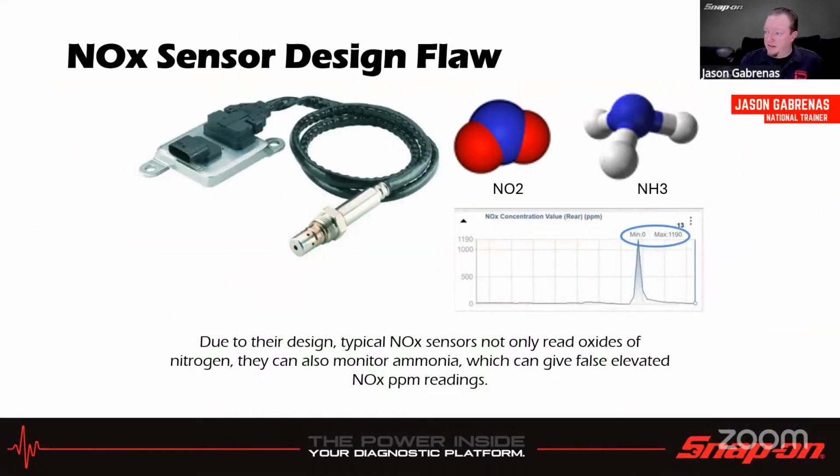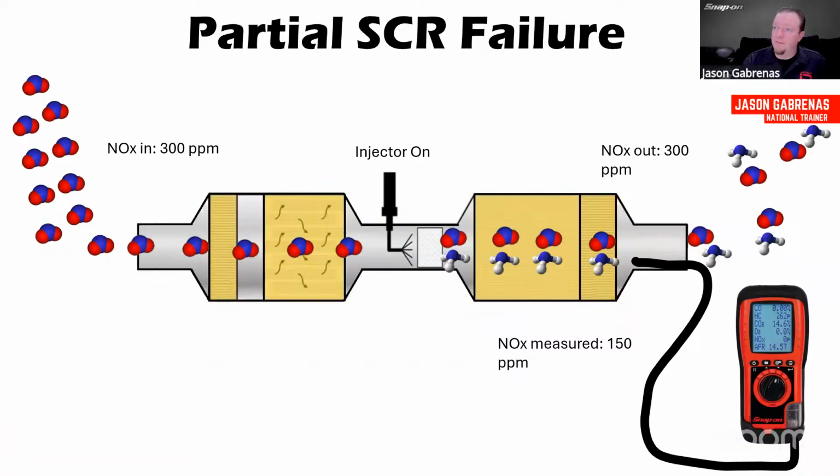And that is, like I said, your NOx sensor design flaw. Due to their design, typical NOx sensors will not only read oxides of nitrogen, they can also monitor ammonia, which can give a falsely elevated parts per million reading. So in this case, we had a spike back here at 1190 parts per million, which is very high, obviously, and it might just think it's not working, because it might misidentify it.